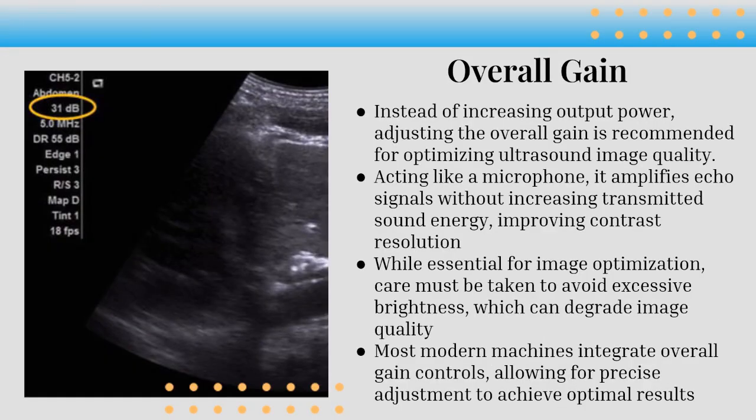The overall gain. Instead of increasing the output power, adjusting the overall gain is recommended for optimizing ultrasound image quality. Acting like a microphone, it amplifies echo signals without increasing transmitted sound energy, improving contrast resolution. While essential for image optimization, care must be taken to avoid excessive brightness, which can degrade image quality. Most modern machines integrate overall gain controls, allowing for precise adjustment to achieve optimal results.